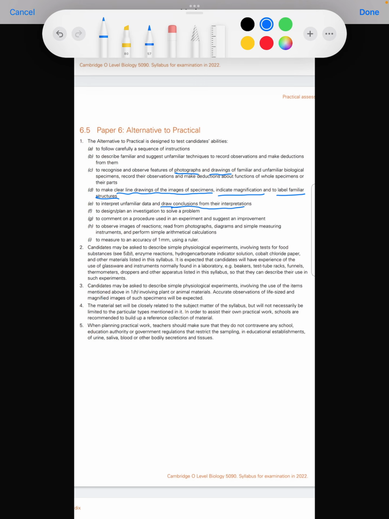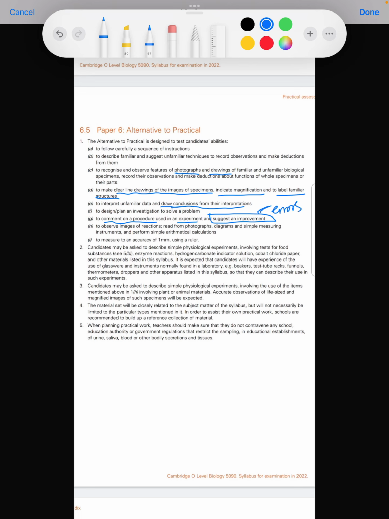To design or plan an investigation, to solve a problem, to comment on a procedure used in an experiment and suggest an improvement. So yeah, you need to be able to comment on procedures and experiments and also suggest improvements. Okay, so basically with the instructions and experiments, you need to be able to understand what they're trying to do, and also realize that probably that is not the best way to do such an experiment. So you need to think of improvements as well, or some errors, maybe possible errors.